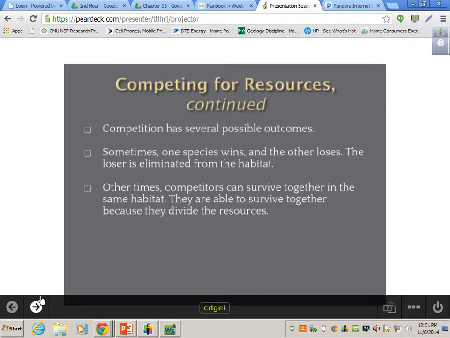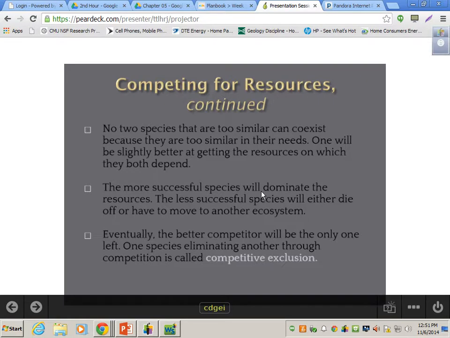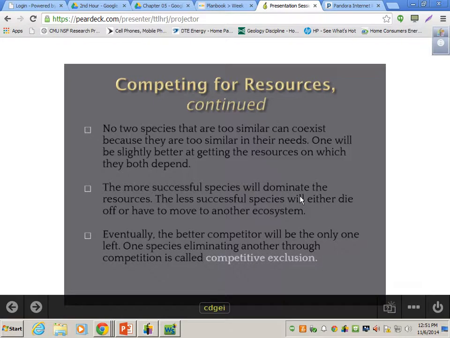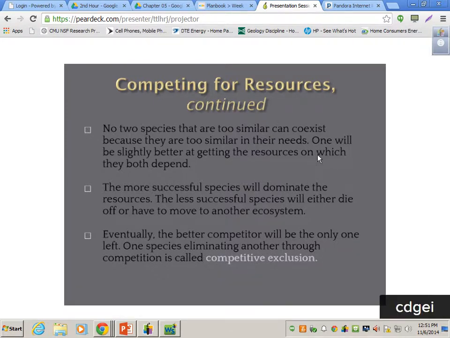So no two species that are too similar can actually coexist because they are too similar in their needs. Like if we both want pizza, we are not going to both be able to exist in Pizza Hut. One of us is going to have to get out competed, and the other one has to go to Little Caesars. Now, one will be slightly better at getting the resources on which they both depend. Now, the more successful species will dominate resources. The less successful species will either die off or have to move to another ecosystem. This happens all the time.